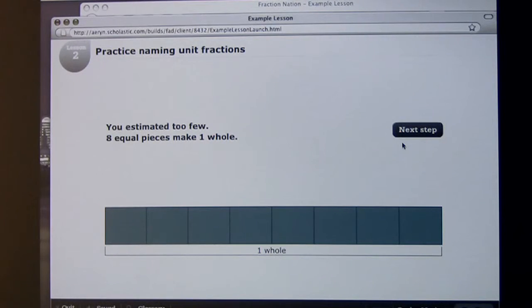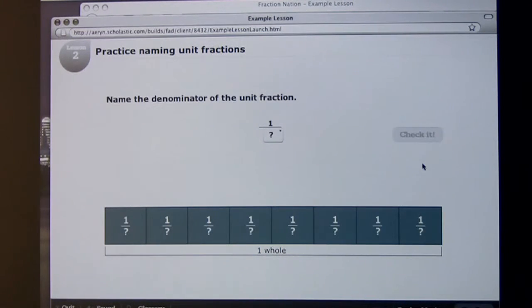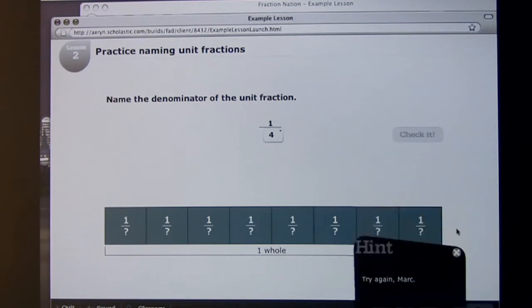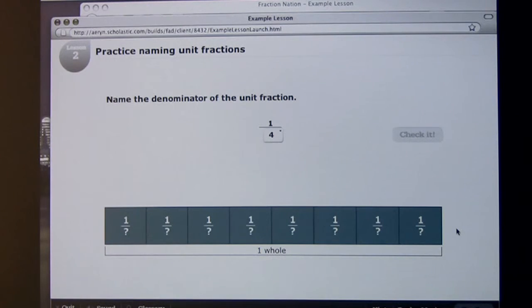In this instance, there is a lot of very smart, carefully constructed feedback going on here, where that was a wrong choice, and we now show the student that 8 equal pieces go in. But let's say that there's still some confusion here, and there's an escalation here in what happens. So I just tried 1/4, and generally, the first level of support that we provide is just an encouragement to try again, because sometimes that's just what students need to recognize their mistake.